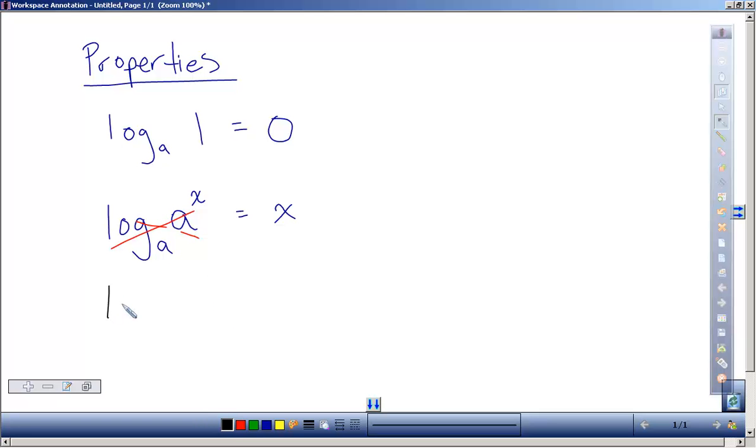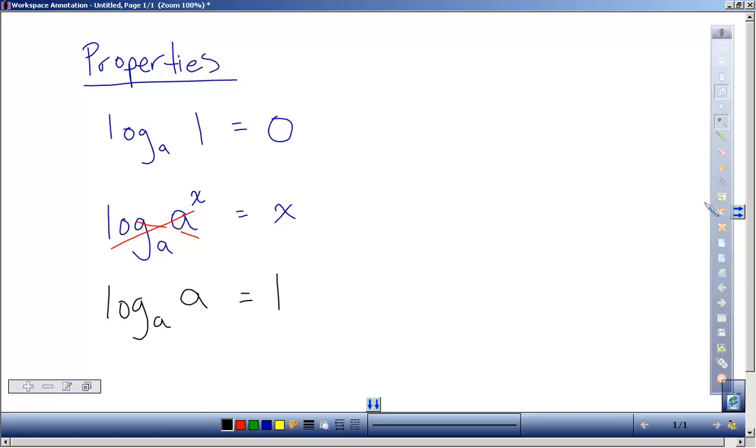Anytime you have a log and the number you're taking the log of matches the base, that's always going to be equal to 1, because a to what power equals a? A to the first power equals a. And so those would be equal to each other. So these are just some very basic properties or ideas about logs that you want to keep in mind.